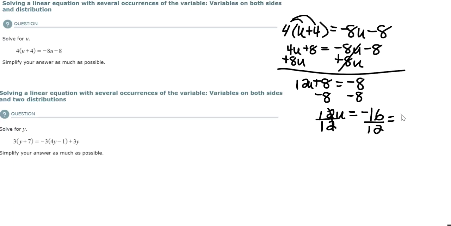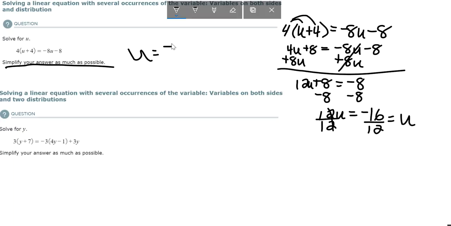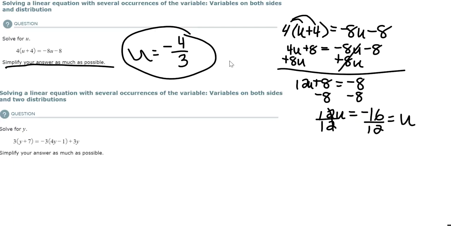And that's my answer for u, but it does say simplify as much as possible, so I'm going to reduce this fraction. u is equal to negative 4 over 3. And I can reduce each number by dividing by 4.